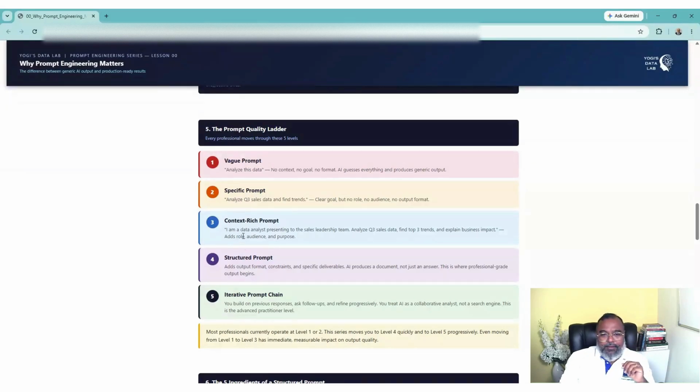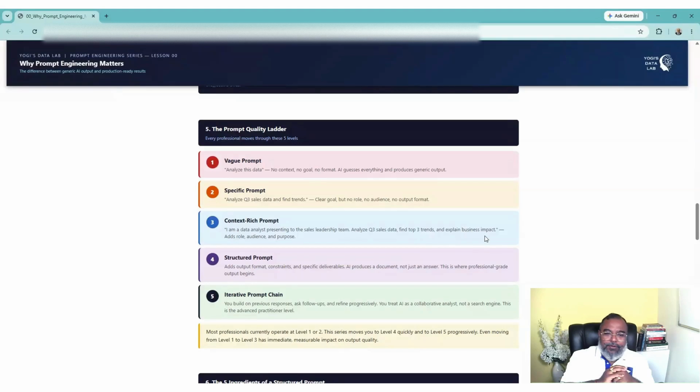Then let's talk about context rich. So I am a data analyst presenting to the sales leadership team. So you define the role, and you are presenting to the audience. Who is the audience there? Analyze Q3 sales data. Find top three trends and explain the business impact. So you are giving it a task, what it needs to do, and adding role, audience, and purpose. That is pretty context rich. It sets the complete context. Who is the audience? Who are you? What are you trying to present? What are you trying to get as an output? And that makes it work better.